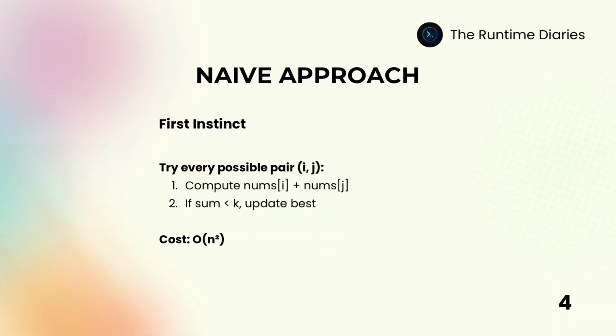Let's start with the obvious baseline. You take every possible pair, i, j, compute the sum, and if it's valid, you store it. Classic double loop, O of n squared comparisons. This works, but it doesn't scale. If your array has 20,000 numbers, you're doing 200 million comparisons, and that's before even looking at the sums. So brute force gives us the structure, but not the efficiency.